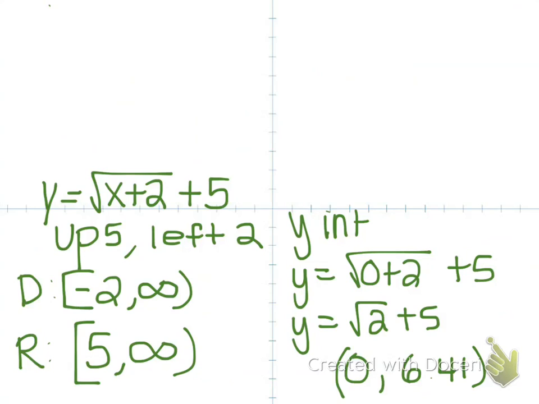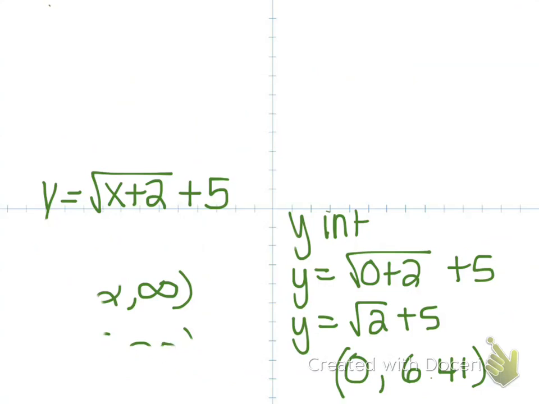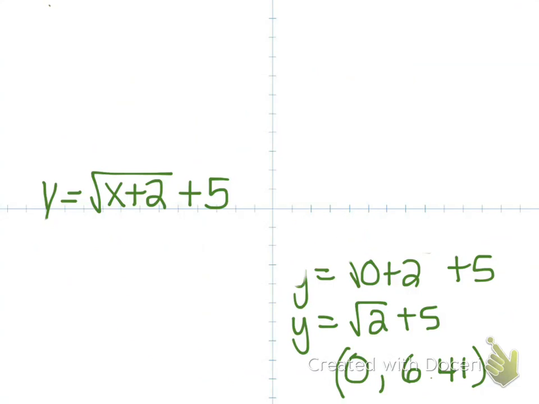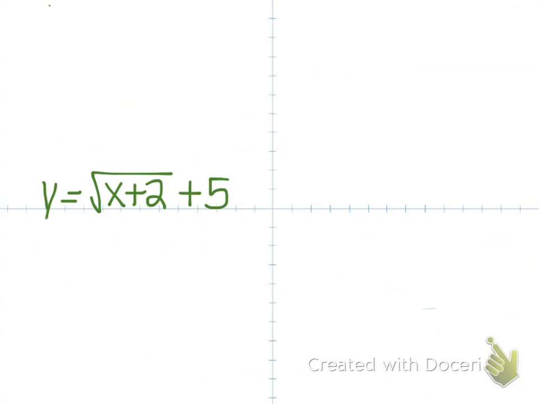You might also have to solve for some other points. You can easily pick any x value. So say we did 2. 2 would be a good value to pick to plug into this equation, because what is 2 plus 2? Well, that's 4. And then what is the square root of 4? Well, the square root of 4 is 2. Add 5, so then you have a nice point of (2, 7).